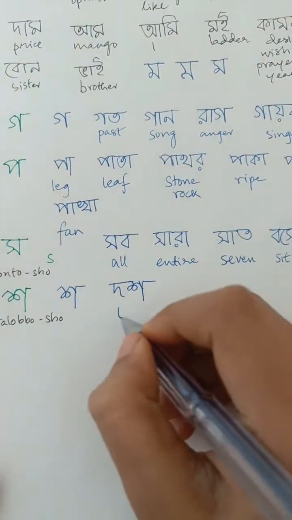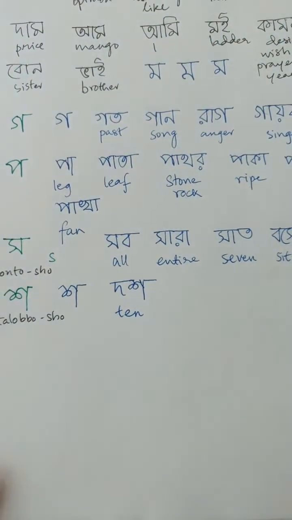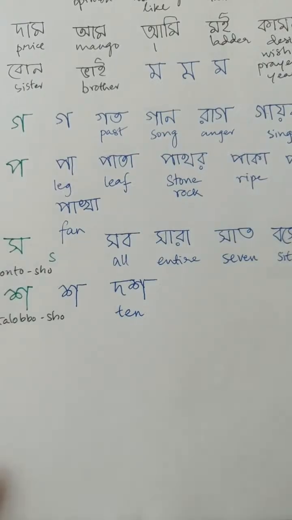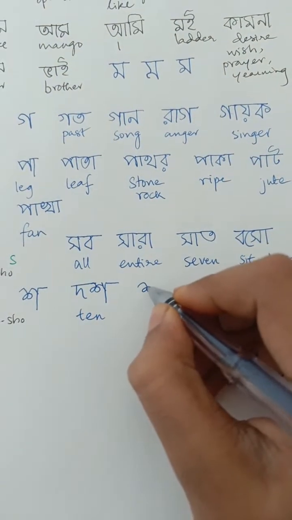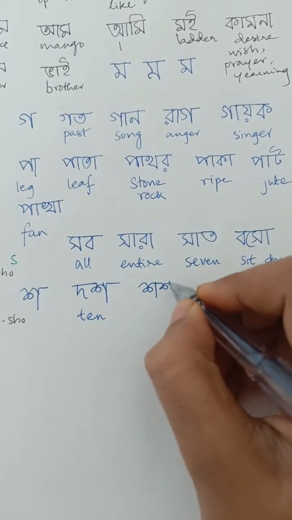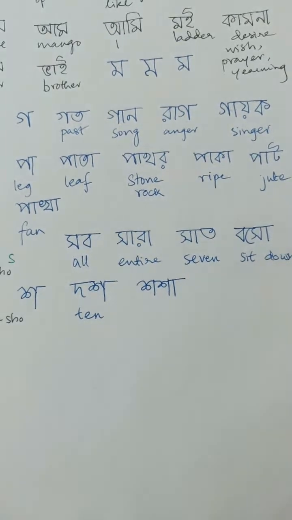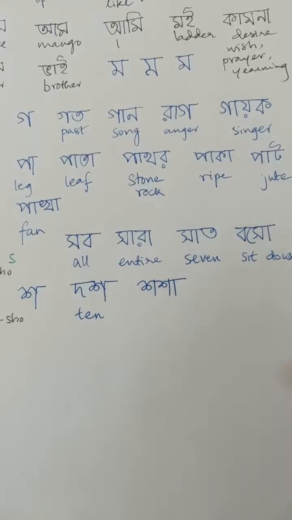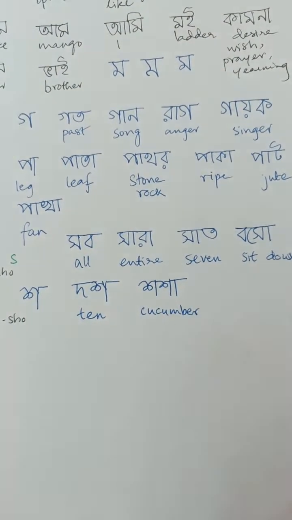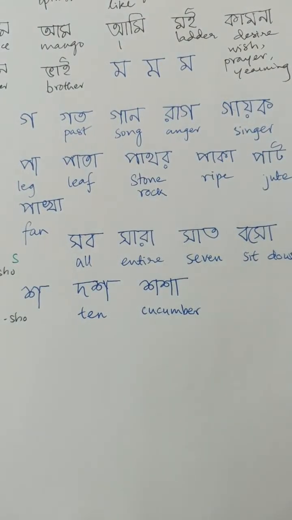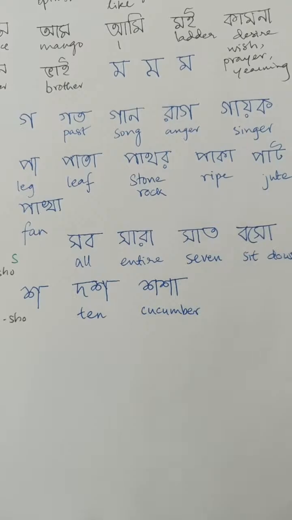This is the number 10. Dosh. Dosh. This is cucumber. Who can read this? I love this word. Shasha. Shasha. That's cucumber.